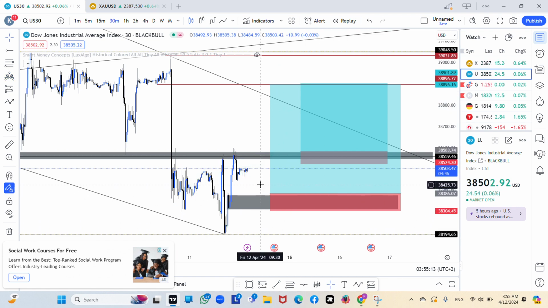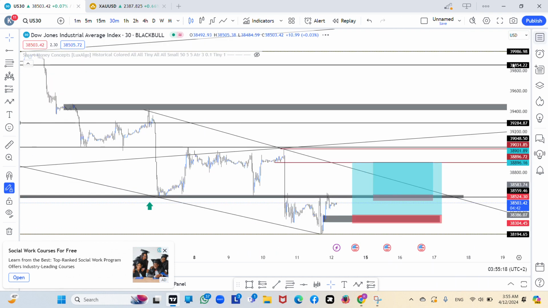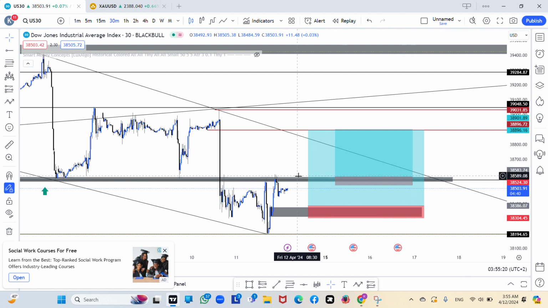Buy on US30. So here it is, guys. Just screenshot, and I don't know which pair I might do next.